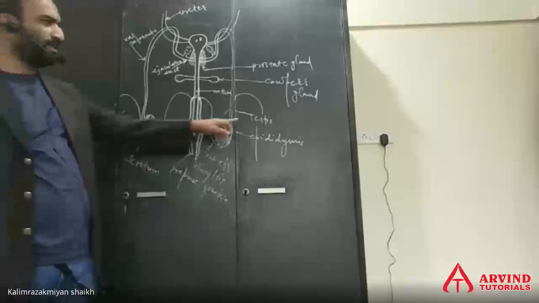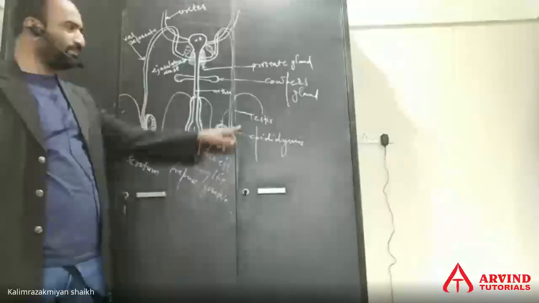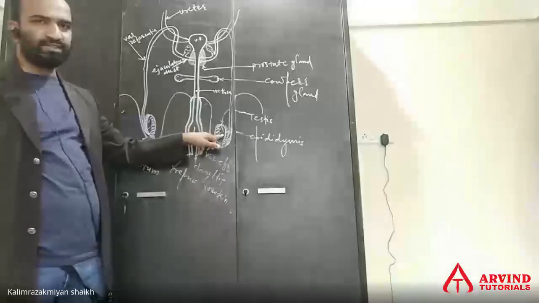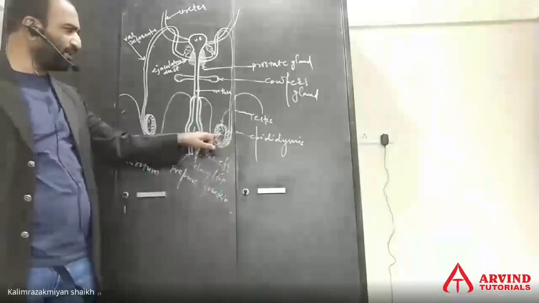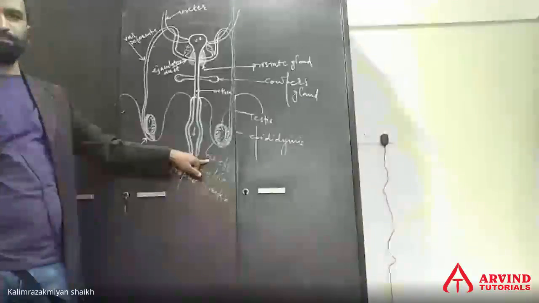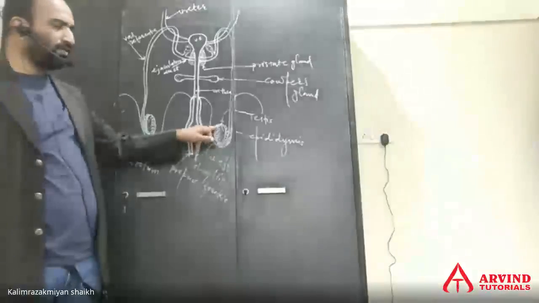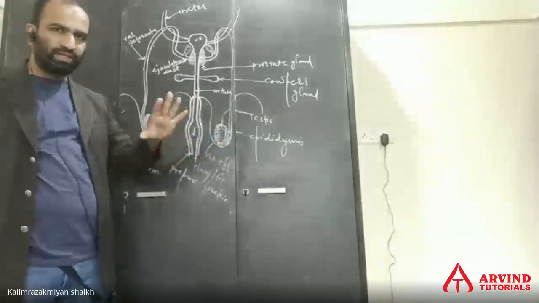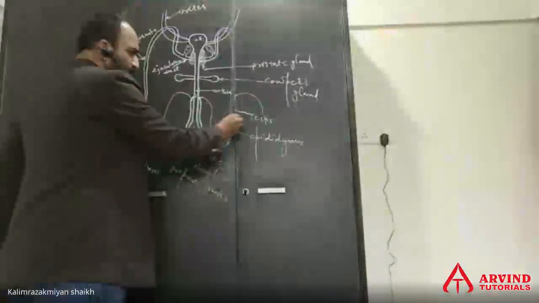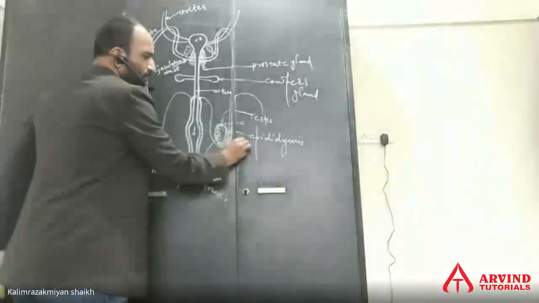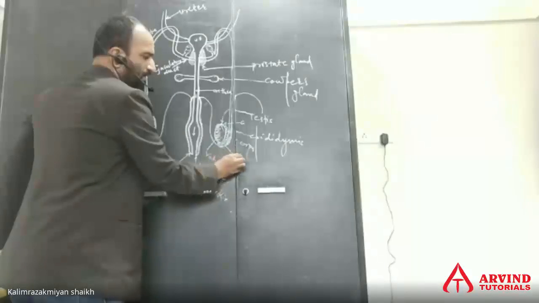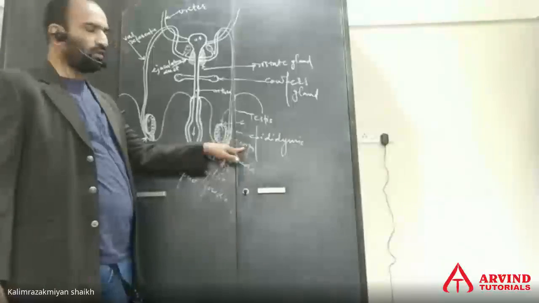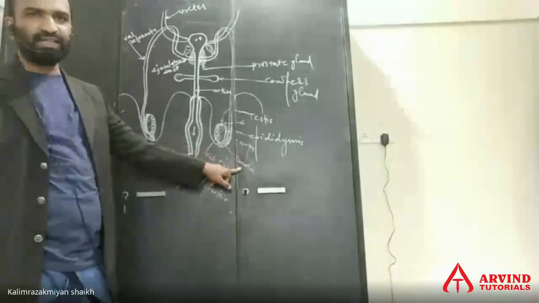Now see here, this is the testis. The testis is the primary sex organ. It plays an important role in the production of sperm. From the testis, after production, sperm enter the vasa efferentia. Remember the path of the sperm. From the vasa efferentia, sperm enter the epididymis. The epididymis is divided into three parts. Upper is the caput, middle is the corpus, and lower is the cauda. Caput is the head, corpus is the body, cauda is the tail.